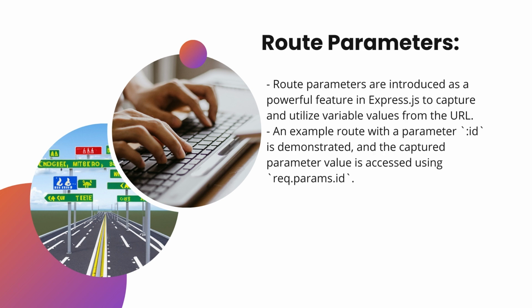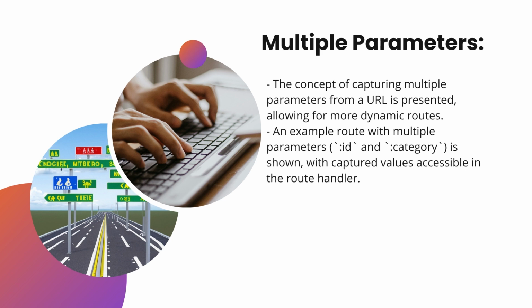Route parameters. Route parameters are introduced as a powerful feature in Express.js to capture and utilize variable values from the URL. An example route with a parameter ID is demonstrated, and the captured parameter value is accessed using req.params.id. Multiple parameters. The concept of capturing multiple parameters from a URL is presented, allowing for more dynamic routes. An example route with multiple parameters, ID and category, is shown, with captured values accessible in the route handler.